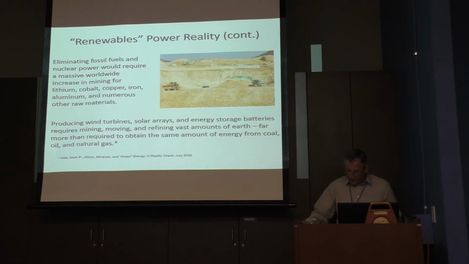So eliminating fossil fuels and nuclear power would require a massive worldwide increase in mining for lithium, cobalt, copper, iron, aluminum, and numerous other raw materials. And producing wind turbines and solar arrays and energy storage batteries requires mining, moving, and refining vast amounts of earth. So when the entire life cycle for generating electricity from renewable energy resources is considered, renewable resources are really no more environmentally friendly than fossil and nuclear resources.